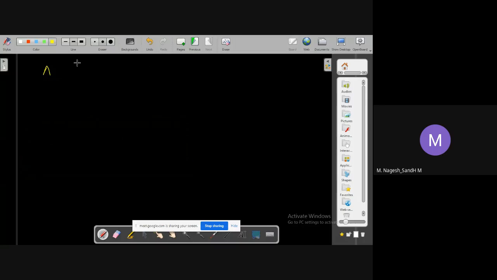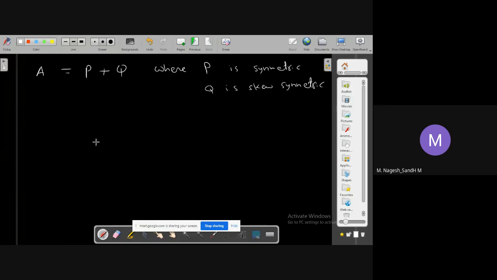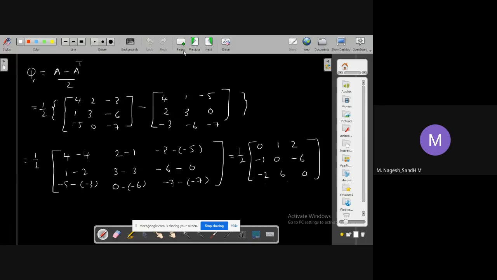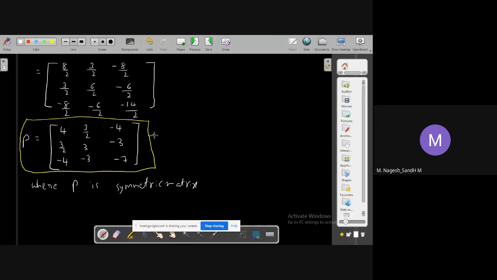A is equal to P plus Q, where P is symmetric and Q is skew symmetric. Okay, so now we have to write those values. What is P? Just now we calculated P. So this is your P. That P you have to write.